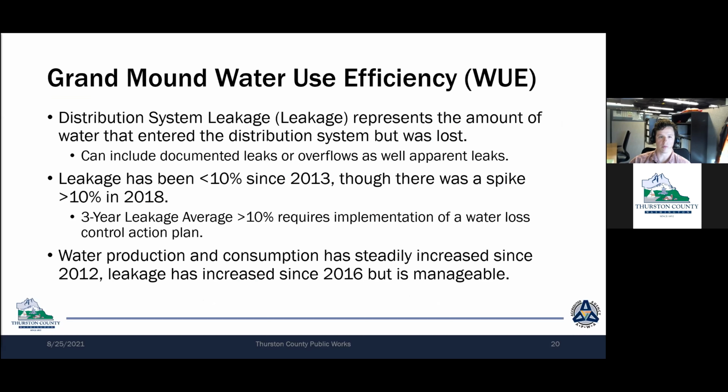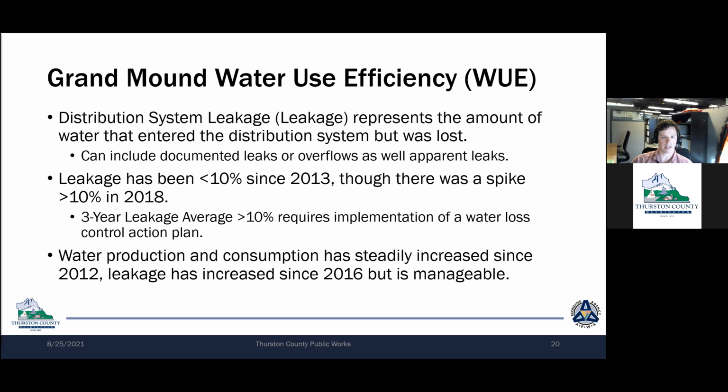Distribution system leakage, which we will refer to as leakage for simplicity, represents the amount of water that entered the distribution system but was lost. It can include documented leaks or overflows, as well as apparent leaks. Leakage has been below 10% since 2013, though there was a spike greater than 10% in 2018. The 3-year leakage average greater than 10% of production requires implementation of a water loss control action plan. So, one has not been necessary for Grand Mound.